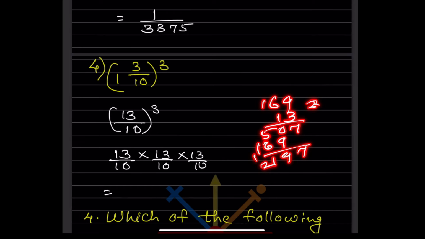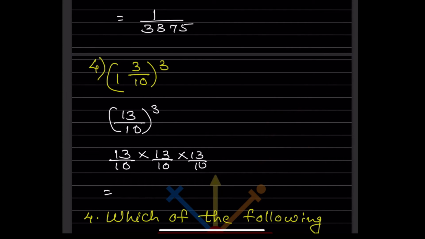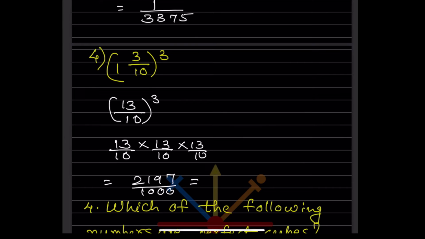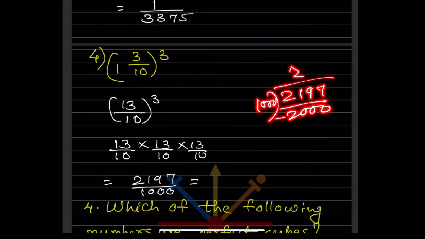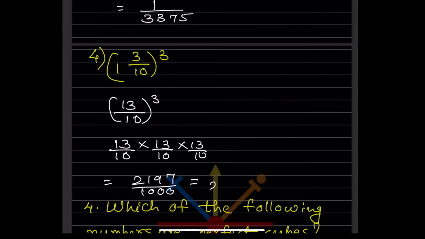So 2197 divided by 1000, that will be 3 zeros, that will be 1000. This is the improper one, so you can write it as a mixed fraction. When you divide 2197 by 1000, what do you get? 2 times 1000 is 2000, 197 remains, so 2 integers, 197 by 1000. So this you can write as a mixed fraction, 2 integers, 197 by 1000.